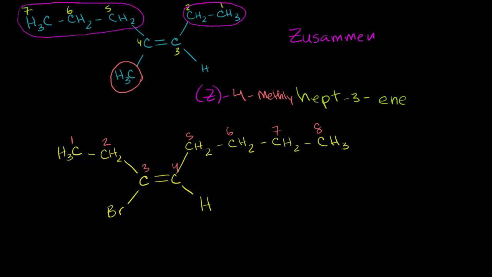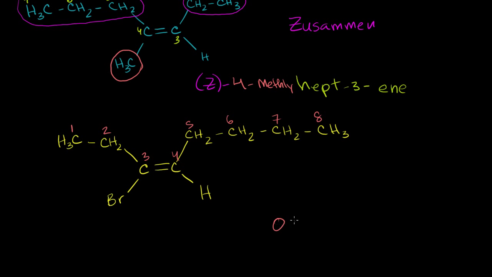Let me make sure I have some space here. It is oct 3-ene. And then we have one functional group sitting off of the main chain. We have this bromine sitting right over there on the 3rd carbon. So we would call this 3-bromo oct 3-ene. And now we have to figure out, is it Entgegen or Zusammen?